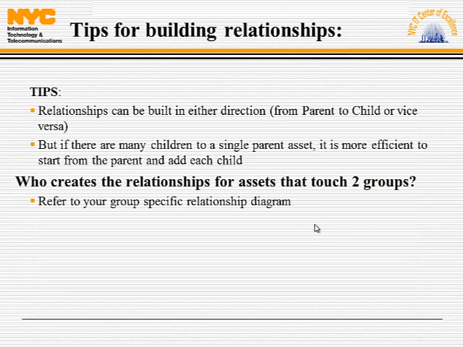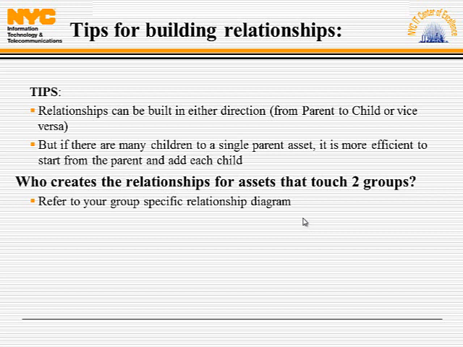Okay, so tips on building relationships. They can be built in either direction, from parent to child or vice versa. But if there are many children to a single parent, it's more efficient to start from the parent, and then you can add multiple children at one sitting. So that's a little tip for being a little efficient. And just this question, who creates relationships for assets that touch two groups? We already covered that. That's to refer to the diagram that we had just looked at over here.